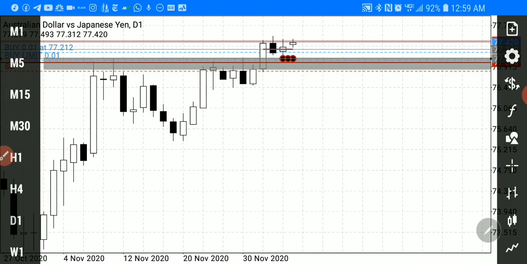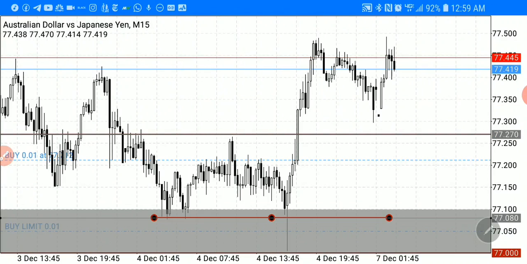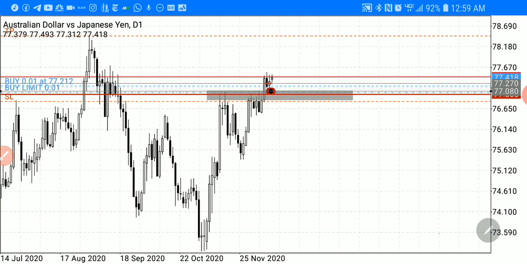If I drop down to the 5 minutes or 15 minutes, you'll see that figure well. Is it down here? This is here. So the 77 figure is down there. Now let's go back to the daily time frame and see what we can get from there.